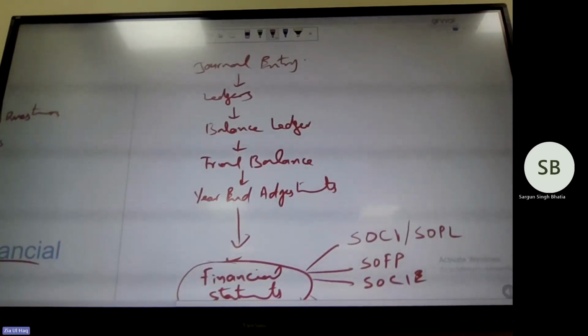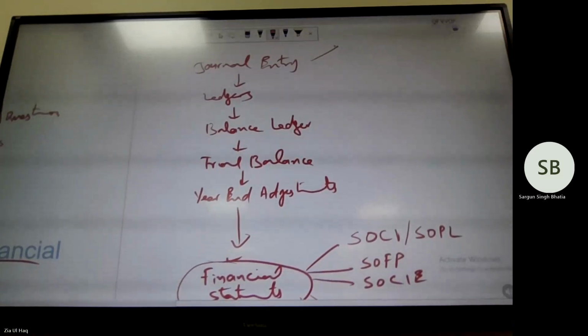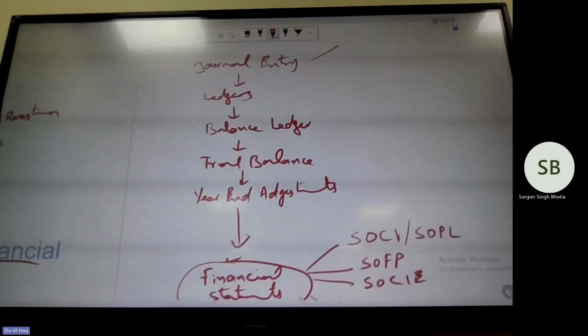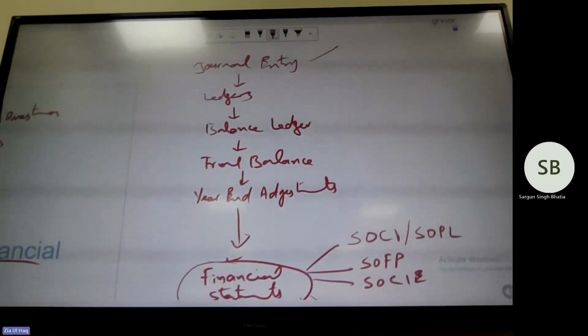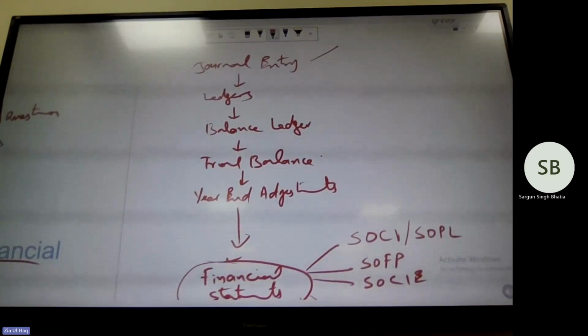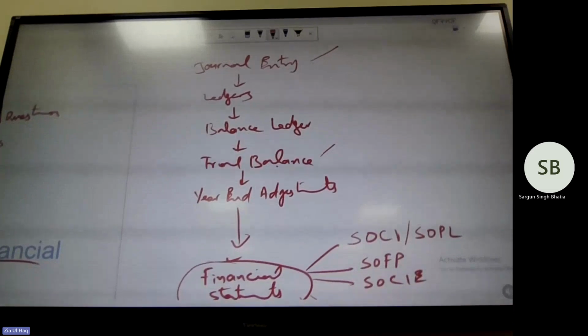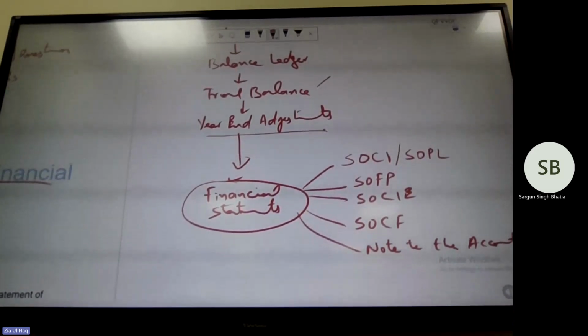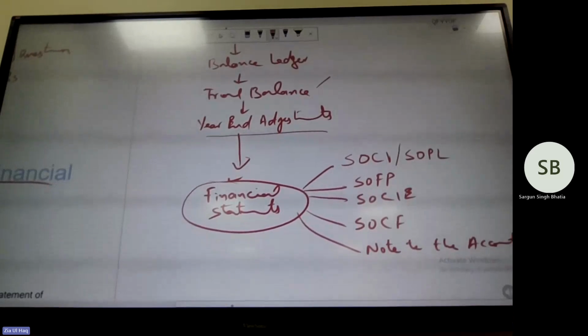So for every transaction, we need to record a journal entry first. From journal entries, we need to post the entry into ledgers. Meaning for each account balance, we need to open its ledger. Then at the end, we need to balance the ledger, meaning we need to identify the balancing figure. If it is on debit, we will record on the debit side of trial balance. If the balance is credit, we will record on the credit side of trial balance. And then we need to adjust some entries at the year end. What those entries could be we will learn in this chapter. And then we will prepare financial statements.